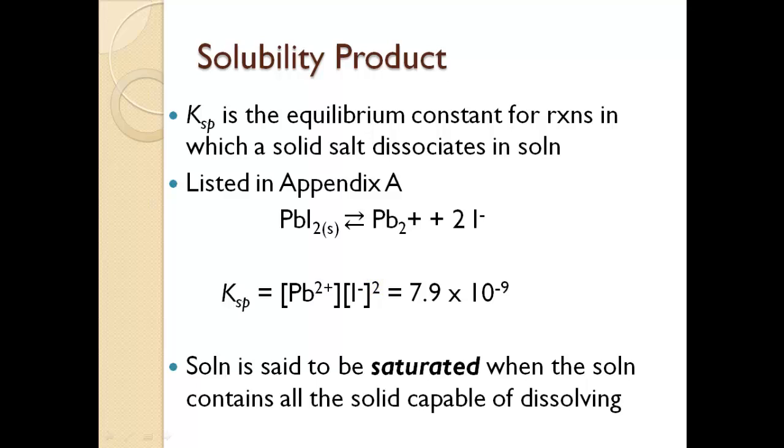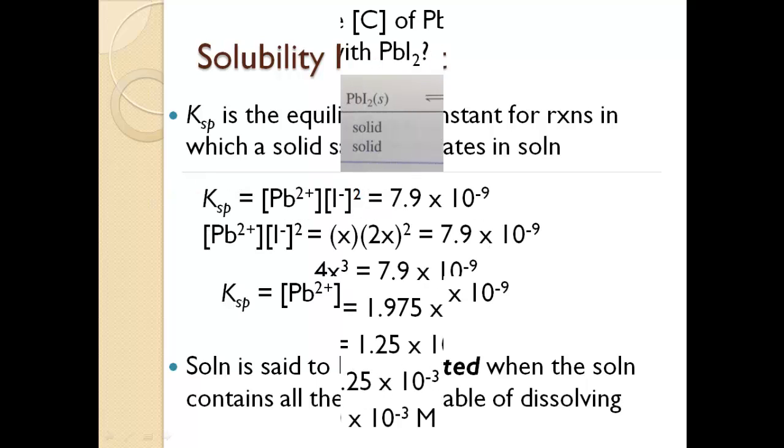If you go to the back of the book in the appendix and find iodides, and look specifically for the one that says lead iodide, you'll see that the number right next to it is 7.9 times 10 to the negative 9. So a solution is said to be saturated when the solution contains all the solid that's capable of dissolving. That's what solubility product tells you. It tells you how soluble this solid is in this solution.